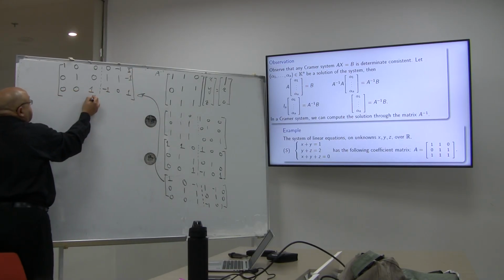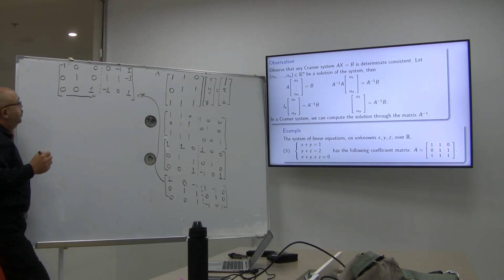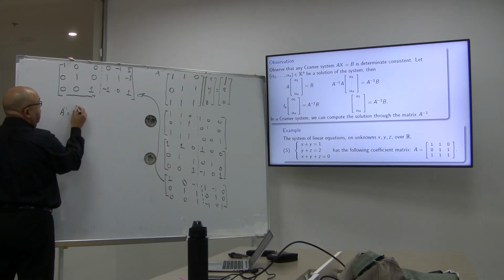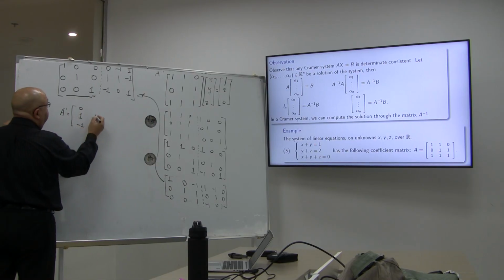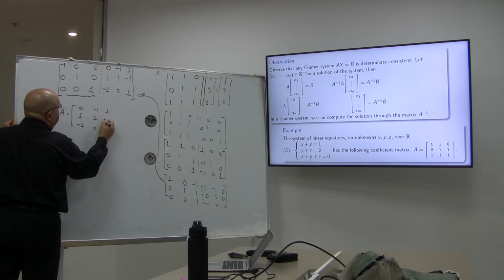As you can see, here we got the reduced echelon form. So what we have now is the inverse. So A minus 1 simply is 0, 1, -1, -1, 1 and 0, 1, -1, and +1.